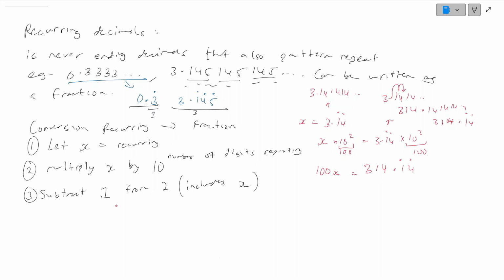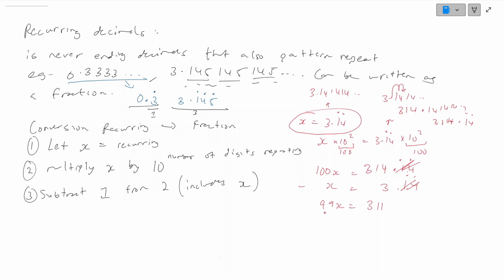And then we will subtract 1 from 2. This is my 1. This is my 2. So I'll subtract x is equal to 3.14 recurring. What that will do is get rid of the recurring part, because you just have an infinite recurrence of 1, 4, and you're subtracting another infinite recurrence of 1, 4. So it would just go away. And then 100x minus x is just 99x. And 314 minus 3 is just equal to 311.